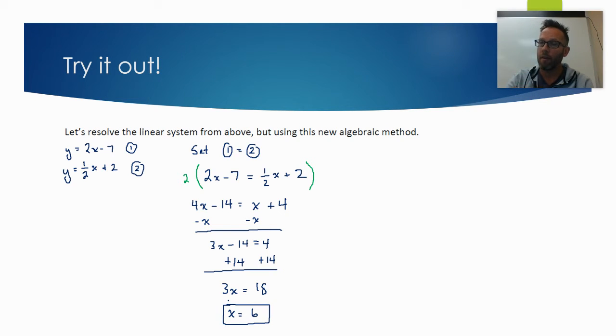Now, this gives you the x value. If you want to find the y value, we have to use one of the equations. So we are going to take x equals 6 and sub it in. It doesn't matter which equation you put it in. I would advise picking the one that you think is easiest to work with. I'm going to pick equation 1. y equals 2 times 6 minus 7, 12 minus 7.